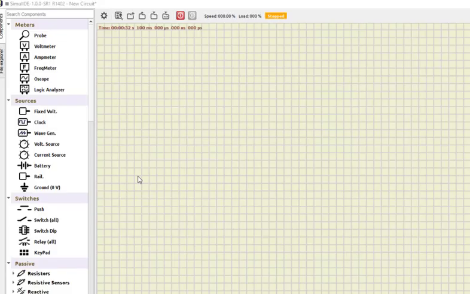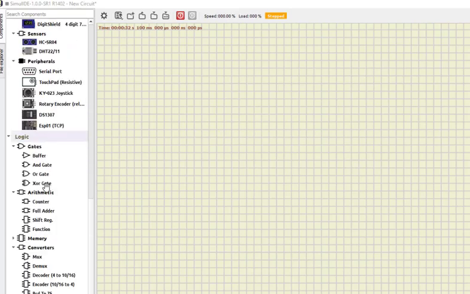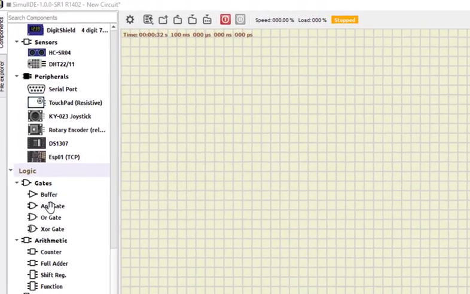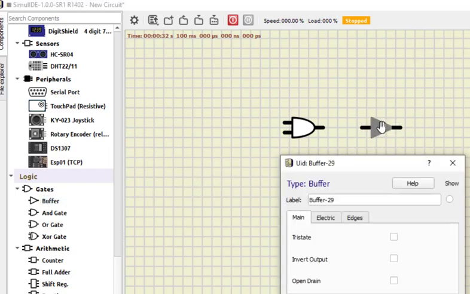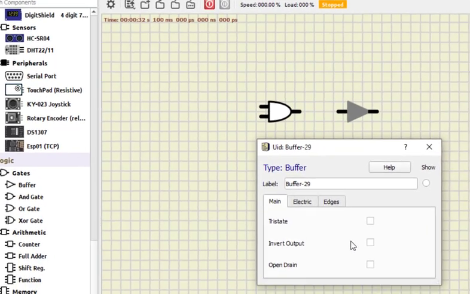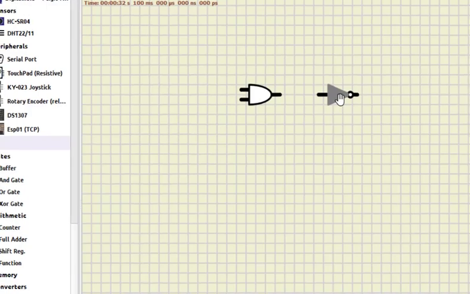So now we are in SimulIDE to verify De Morgan's law. Let us go for the first law. First of all we need to select the logic gates. I'll take the AND gate. First of all we need (A AND B) the whole bar. So this is A AND B, and we need a NOT gate, but we are getting a buffer. I'll just click here and convert it using invert output. So now it becomes a NOT gate.